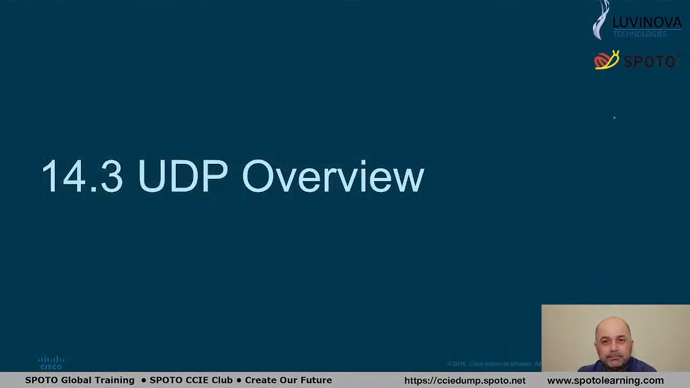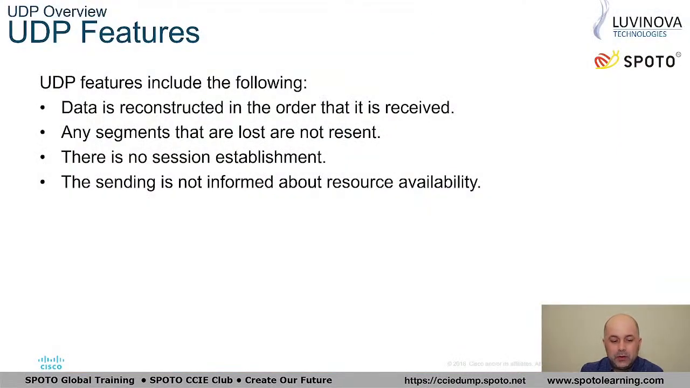UDP. TCP, we finished. Now it's time for the UDP overview. UDP features include the following. Data is reconstructed in the order that it's received, which means if it's received in the wrong order, that's how it's reconstructed. Any segments that are lost are not resent again, because the UDP doesn't have acknowledgement and it's not a reliable protocol.